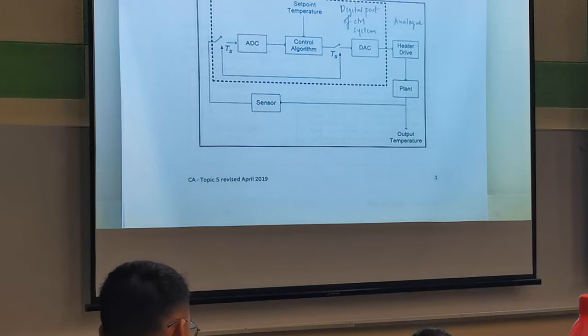Okay, never mind. Digital can be only 1, 0. Discrete values. Analog can be continuous value. That's the basic difference you all should know.